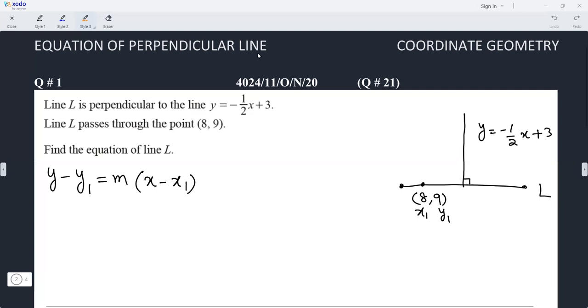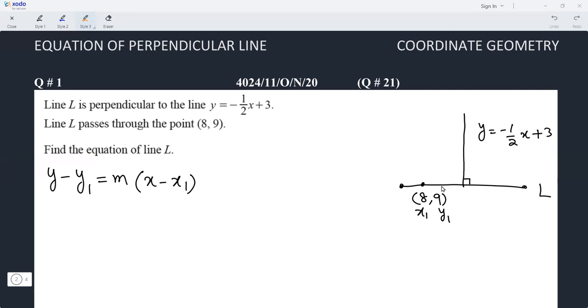The very first question is that the line L is perpendicular to the line y equals -1/2 x plus 3. This is the first information given. What's the next information? Line L passes through the point (8, 9). So (8, 9) is exactly lying on line L.